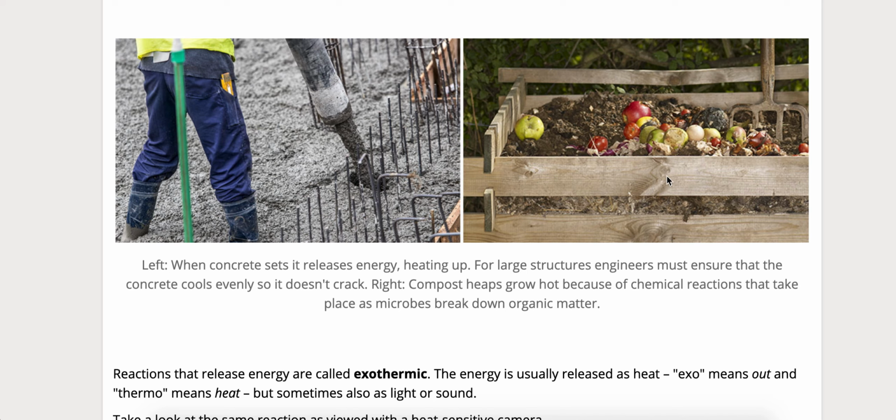On the right-hand side here, compost heaps grow hot because of the chemical reactions that take place as microbes break down organic matter. One thing to note is that when microbes break down organic matter, that's when our foods begin to rot. The process of rotting itself is a chemical reaction, and as a result, it releases heat because it does grow hot.